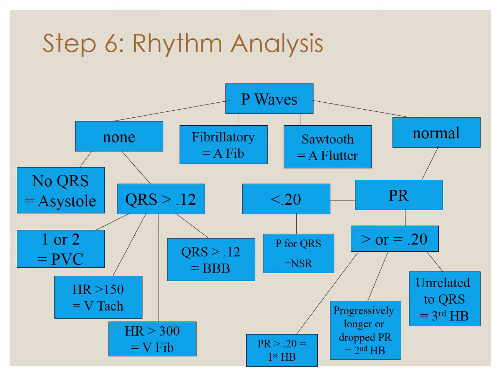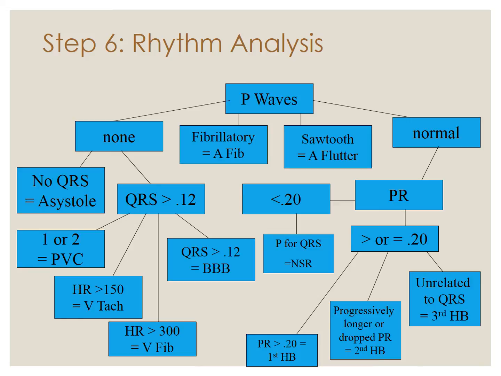This is a busy slide. You don't have to memorize this slide, but it shows if there are P waves. To the left it says if there's none. It's just a chart to help you go through and interpret what's going on. If there's no P waves and there's no QRS, it's flatlined or asystolic.